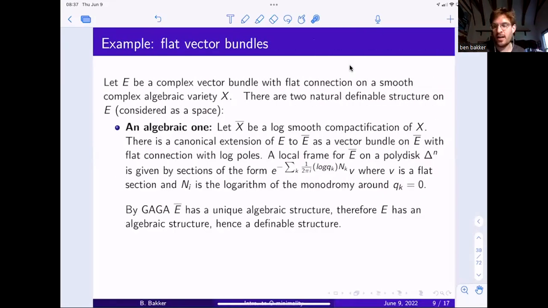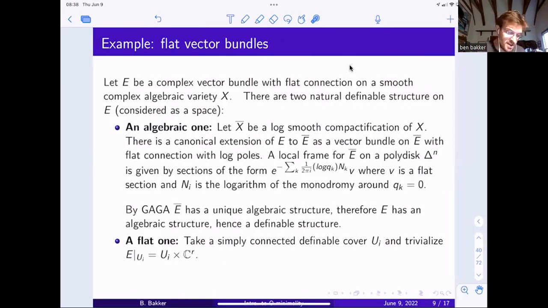And so now we have a complex analytic bundle E bar on X bar with a connection with log poles. Just forget about the connection for the moment. We just have an analytic vector bundle on a compact algebraic variety. By GAGA, that means it has a unique algebraic structure. And therefore, by restricting to E, we have an algebraic structure on E. In fact, one can be a little more precise about the uniqueness: it's the unique algebraic structure for which the connection has regular singularities. But that's not going to matter so much for us. As soon as E has an algebraic structure, the geometric space has the structure of an algebraic variety, and therefore it has a definable structure by covering by affine algebraic varieties. So that's the algebraic definable structure.